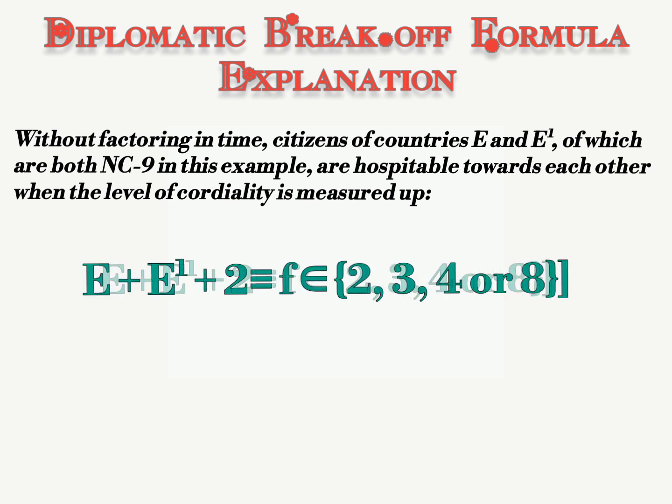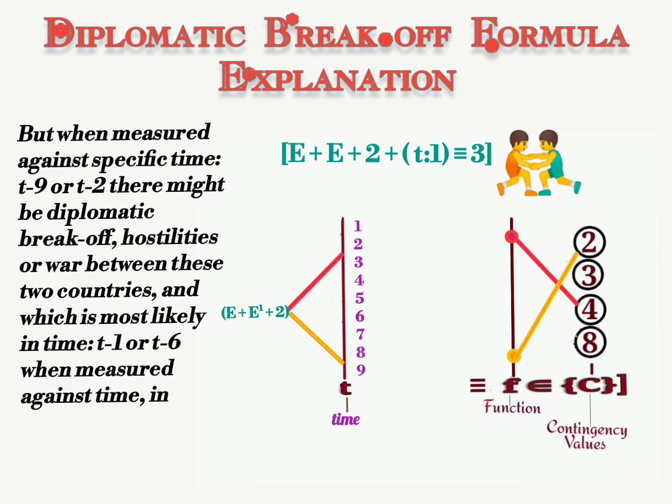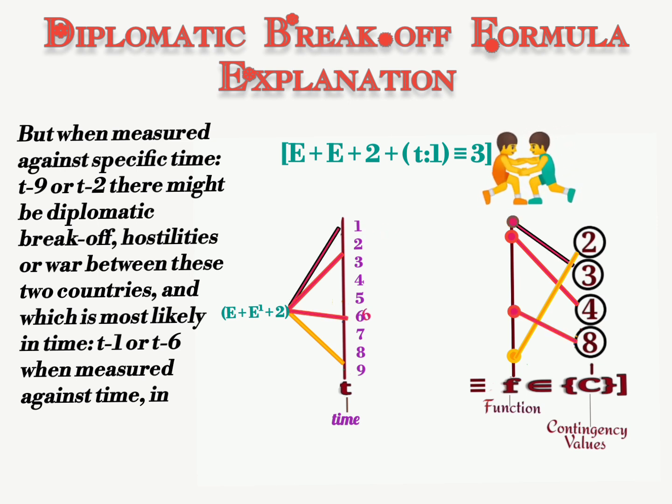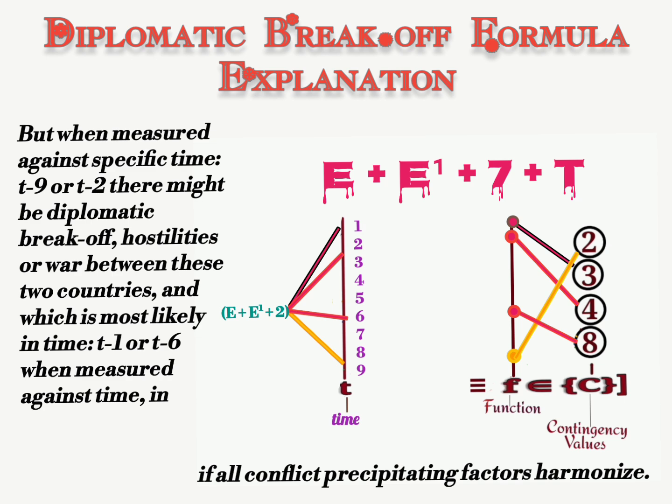E plus 2 is defined as F element of 2, 3, 4 or 8. But when measured against specific time, T9 or T2, there might be diplomatic break-off, hostilities or war between these two countries, and which is most likely in time, T1 or T6 when measured against time, in E plus 7 plus T, if all conflict precipitating factors harmonize.